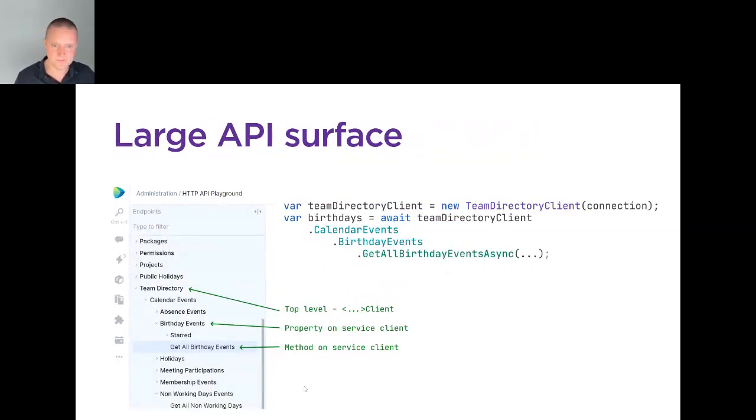So first of all, there's a large API surface, and you've seen in the HTTP API playground a theme directory with calendar events or birthday events, and then a method that you can call. The hierarchy that you see in the playground is something that we want to preserve in our generated code as well. So if in the playground you see that you need access to theme directory, birthday events, get all birthdays, you will see that in code you also have a theme directory client with calendar events, birthday events, and then that method, just to make it easy for you to discover what is in there.